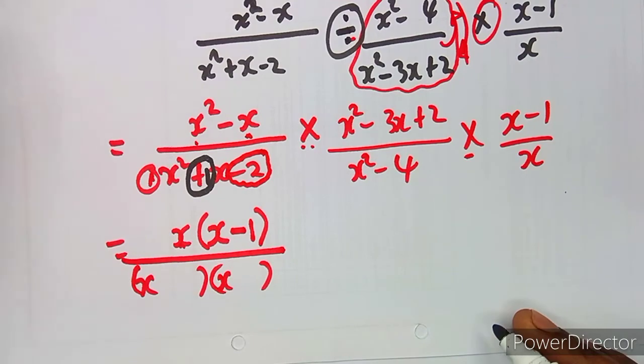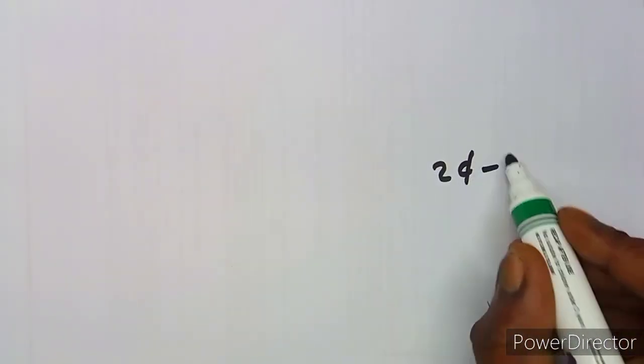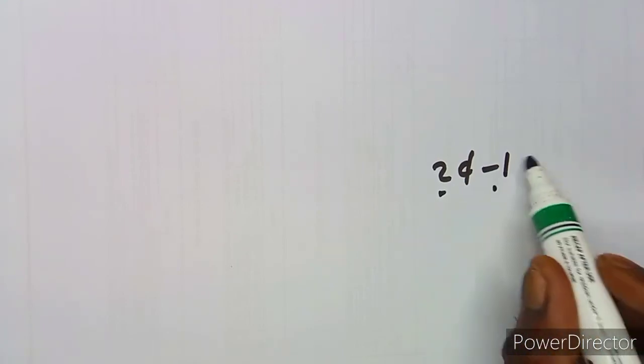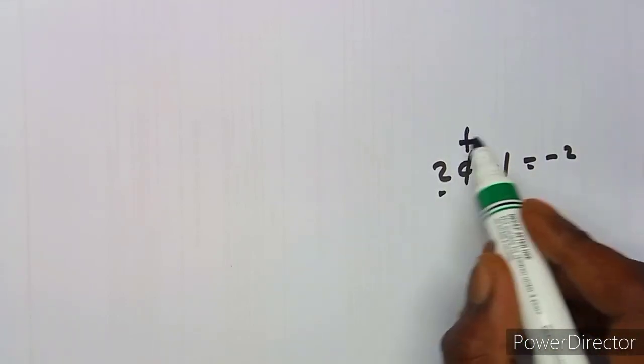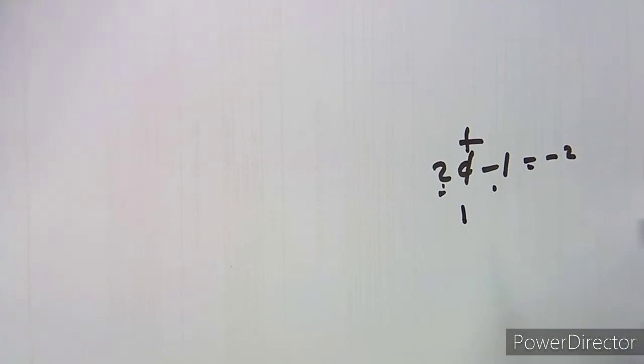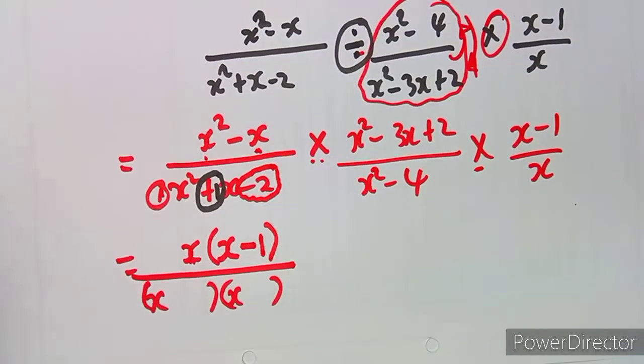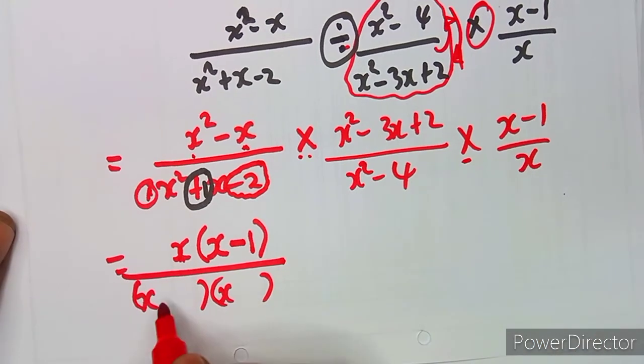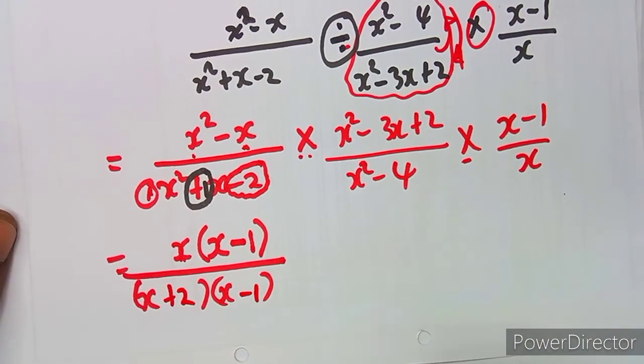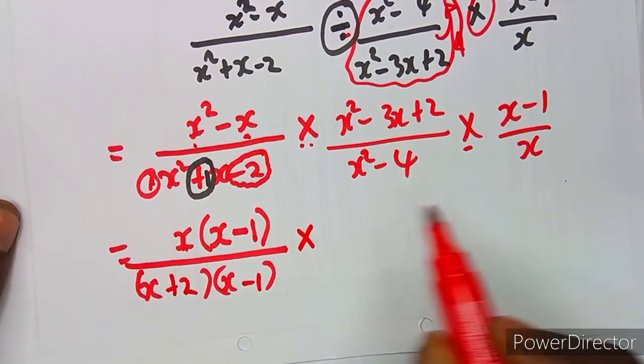So which factors of 2 are we talking about here? -2 actually is 2 and -1. 2 times -1 is -2, but 2 plus -1, that's a 1. So you've got 2 and -1. So these are the factors here, +2 and -1.